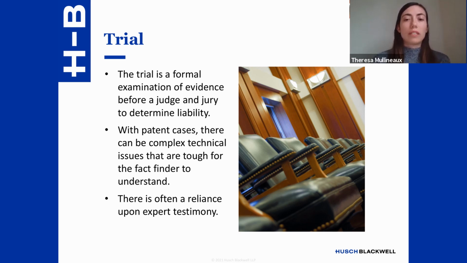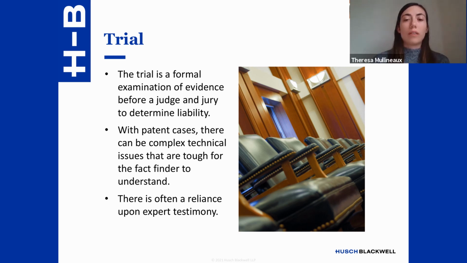It's the formal examination of evidence before a judge and/or a jury to determine liability. These can be pretty lengthy and expensive, and depending on the type of matter at issue, it can create some bad publicity. Those are issues that our clients take into account before determining whether or not they do want to go to trial.